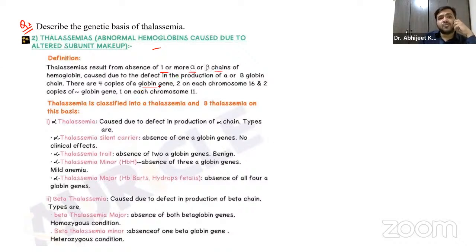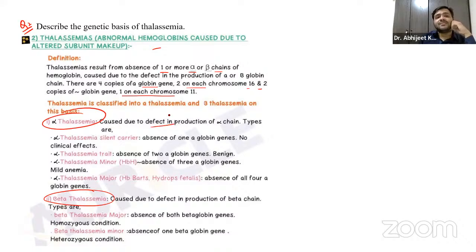There are four copies of the alpha globin gene, two on each chromosome 16, and two copies of the beta globin gene, one on each chromosome 11. Now, obviously, if there is any mutation in these, like point mutations, that can lead to thalassemia. So basically, they are classified into alpha thalassemia and beta thalassemia, and you have to tell the subtypes and how they are caused. You have to tell the genetic basis.